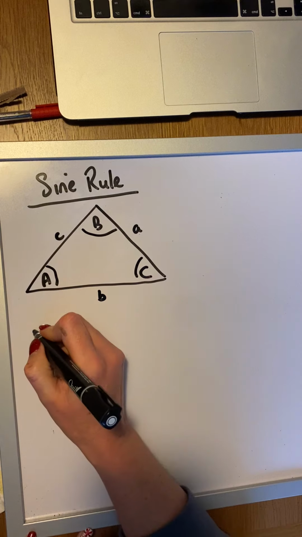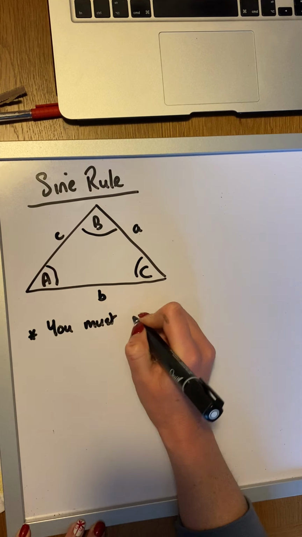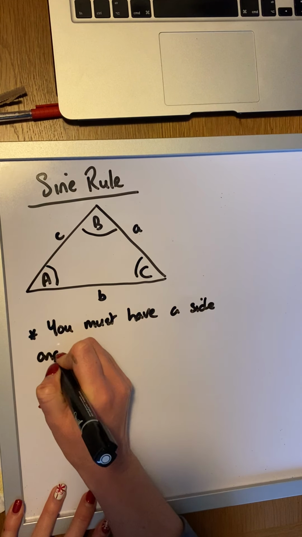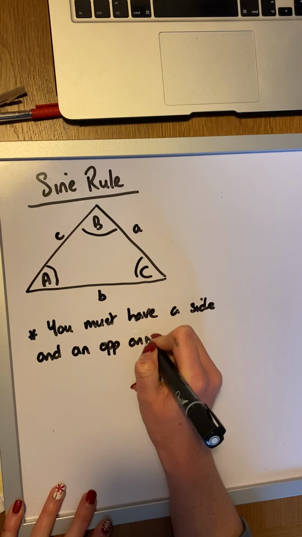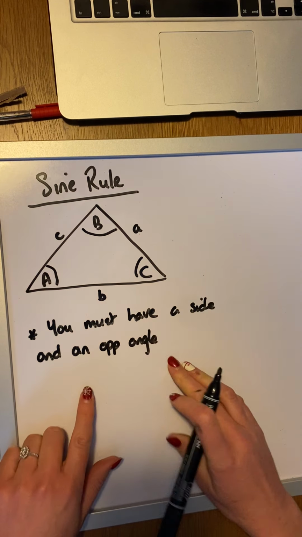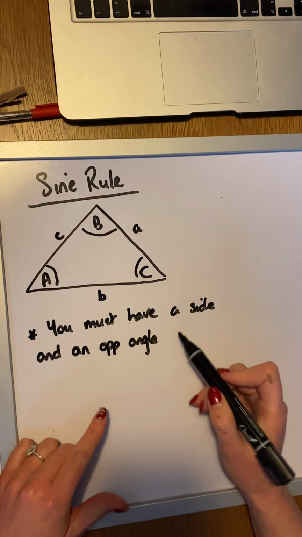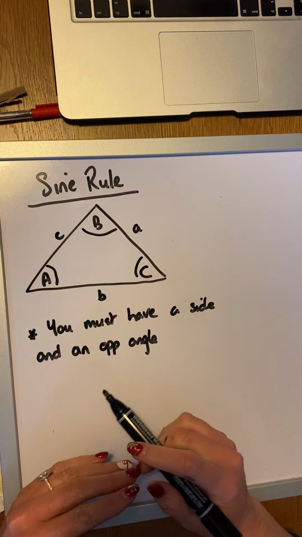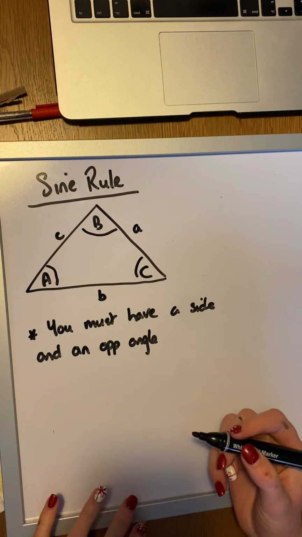Now the key to using the sine rule is you must have a side and an opposite angle to be able to use it. All right, so you must have those two pieces of information, at least those two pieces. So you must have one full ratio in order to be able to find a missing piece of information. So let's look at an example of where we'd be able to use this.